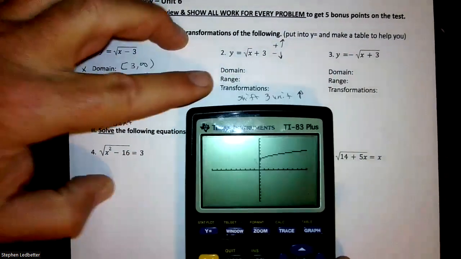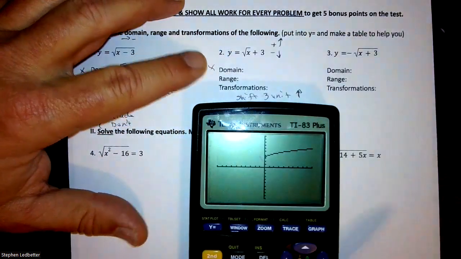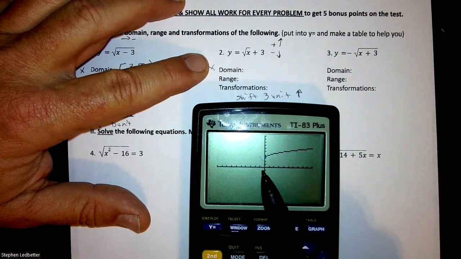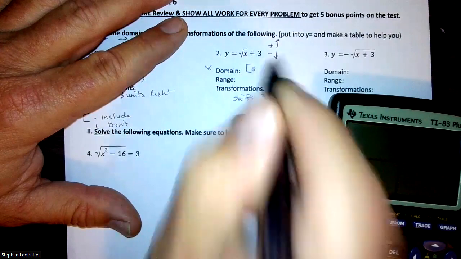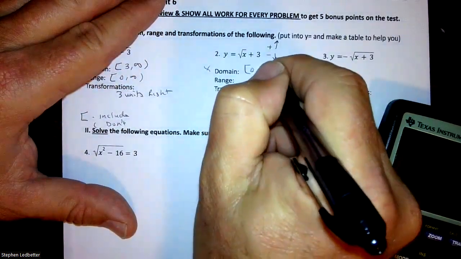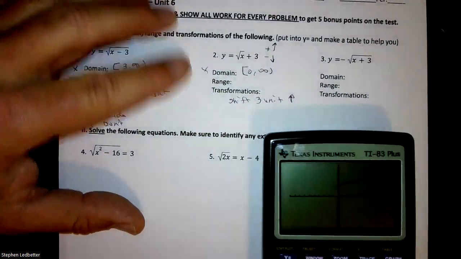Now, where does the domain start? Remember, domain is my x value. So I'm going to put a little x here. All right, so where does it start on the x-axis? Well, if you look, here's the x-axis. It looks like it starts right here, and it starts on 0. So we're going to say it includes 0. All right, and you know it's going to go on forever. So we're going to say positive infinity.